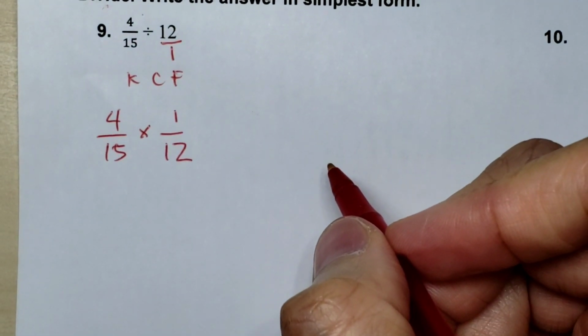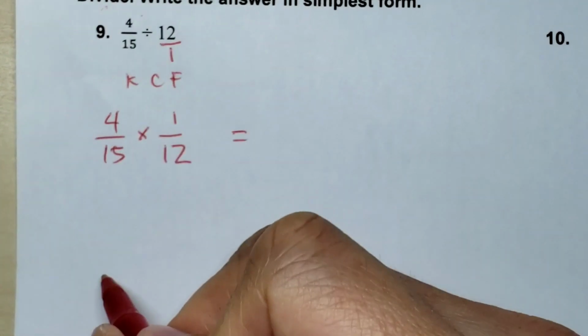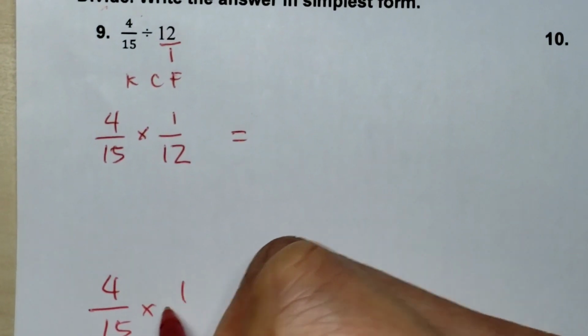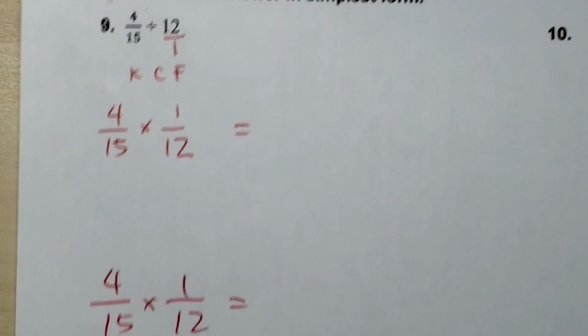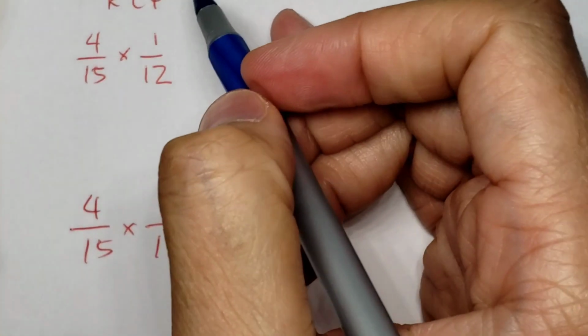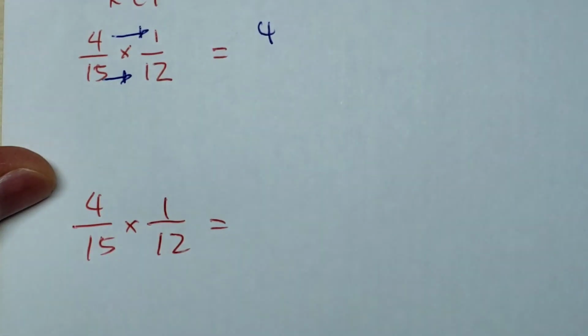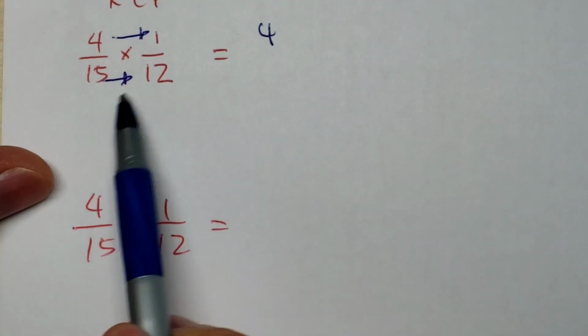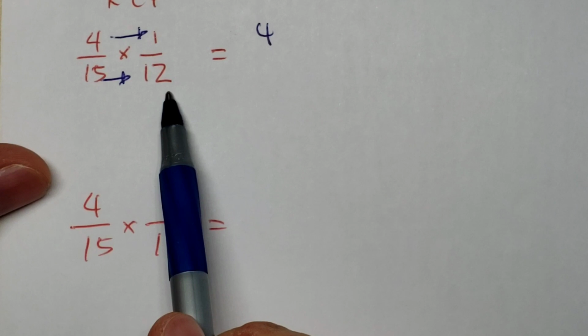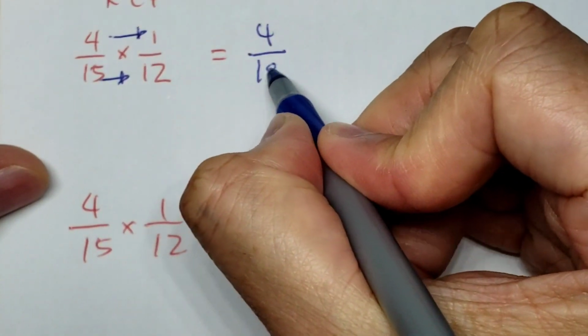Again, 2 ways to do this. I'm going to write down 2 ways, to make it easier for you to see. So again, if you multiply straight across, 4 times 1 is 4. 15 times 12. Imagine you're multiplying, and you can't use a calculator. So it's going to be 180.